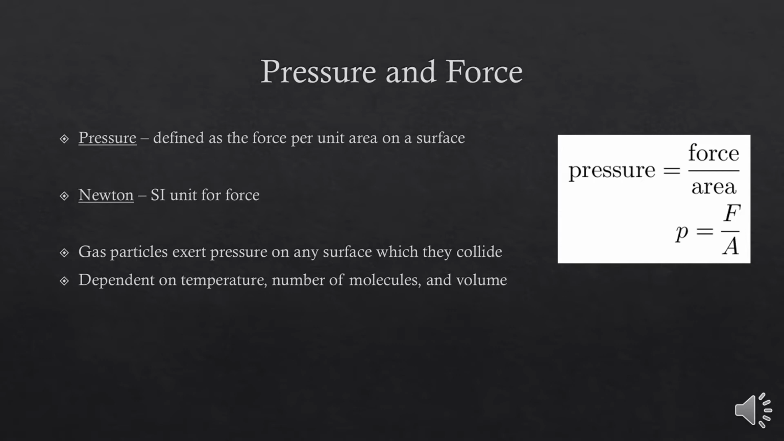Gas particles exert pressure on any surface with which they collide. More collisions equals more pressure. So if you have a higher temperature, you have more collisions, more pressure. If you have more molecules, you have more collisions, more pressure. And if you have a higher volume, so if you have more space, the more space you have, the less collisions, the lower the pressure. But if you condense that down, you now have more collisions, more pressure.